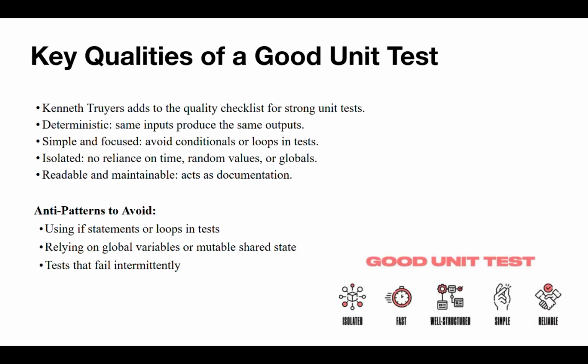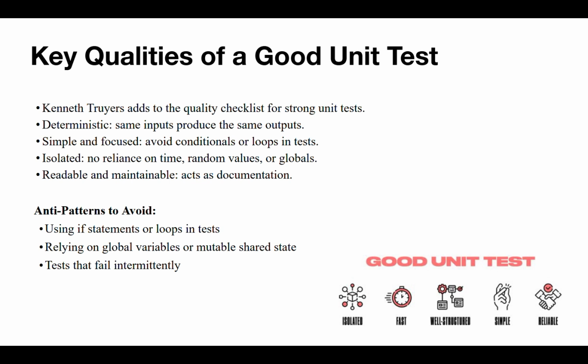Now, qualities of good tests. Kent Beck outlines characteristics of effective unit tests. They should be deterministic, simple, isolated, maintainable, and readable. He encourages using the AAA pattern, which is arrange, act, assert. You should avoid logic like if statements and loops. Tests must also run quickly and independently to be reliable during development and continuous integration.